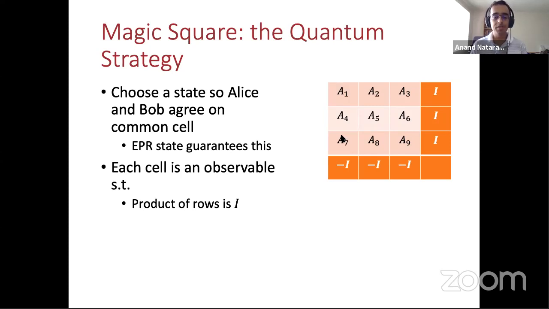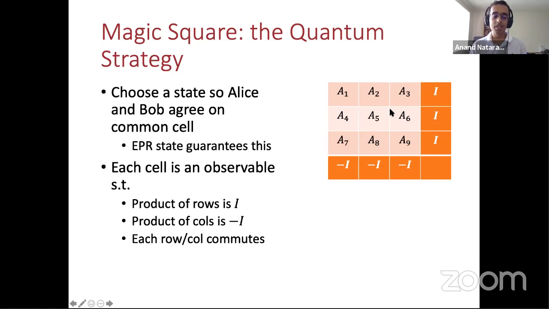And secondly, the product of everything in a given row should be equal to the identity operator. That enforces this parity condition that the product of the outcomes on a row should be equal to 1. And the product of the observables in a column should be minus the identity operator. So that enforces this condition that the product of the outcomes should be equal to -1. And then finally, each row or column will pairwise commute, and that's just that Alice is able to simultaneously measure all the things in a given row or a given column.